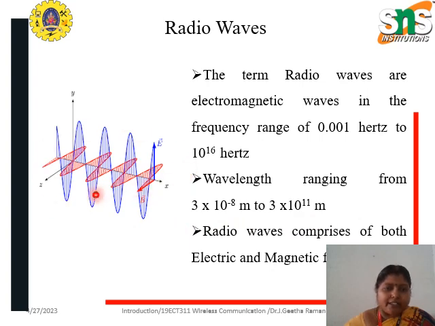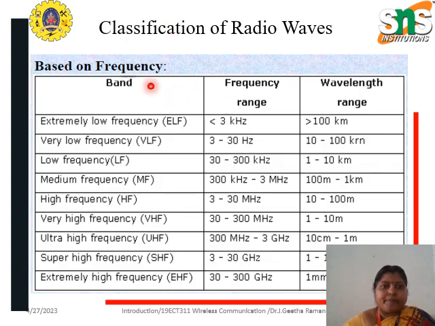So look at here, since it is an EM wave, you have an electric as well as a magnetic wave. Both are perpendicular to each other. So a radio wave comprises both this electric wave as well as the magnetic wave. So this is the classification of radio waves.